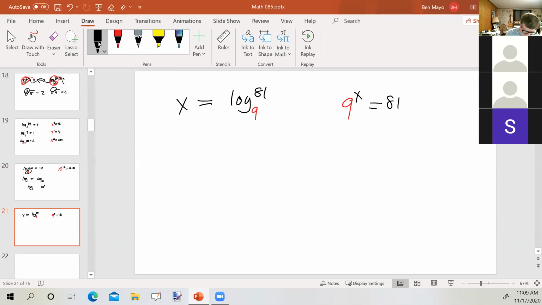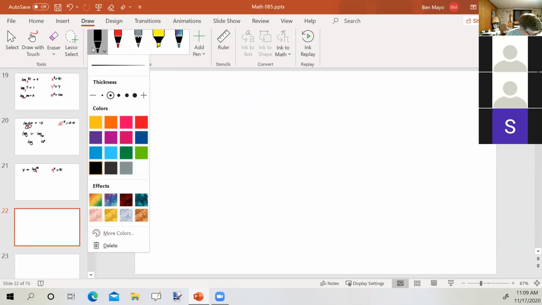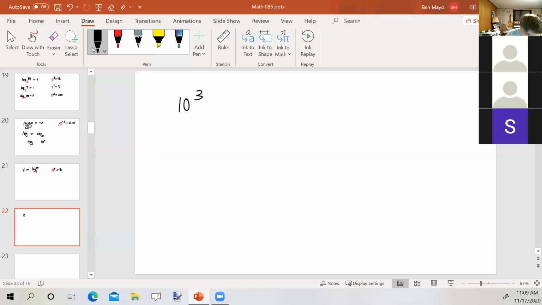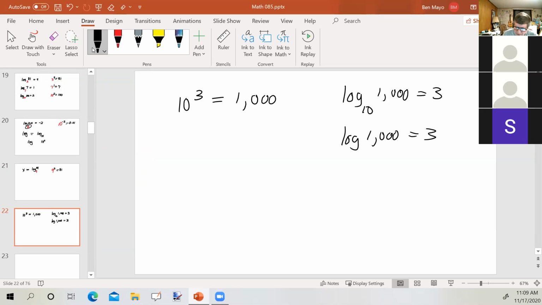All right, let's go the other direction. Let's say we've got 10 cubed equals 1,000. What's the base? 10. So log base 10 of 1,000 equals 3. Or we could just say the log of 1,000 equals 3. And base 10 is referred to as common log because it's one of the most commonly used bases. Okay, so log of 1,000 equals 3.